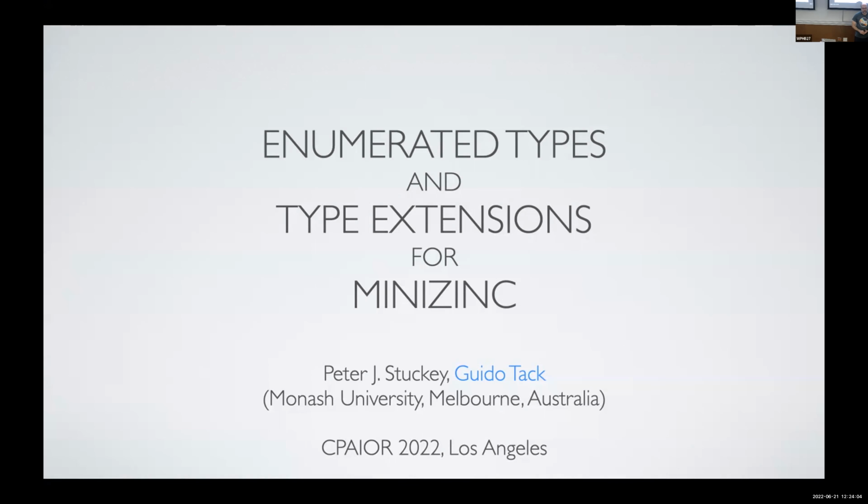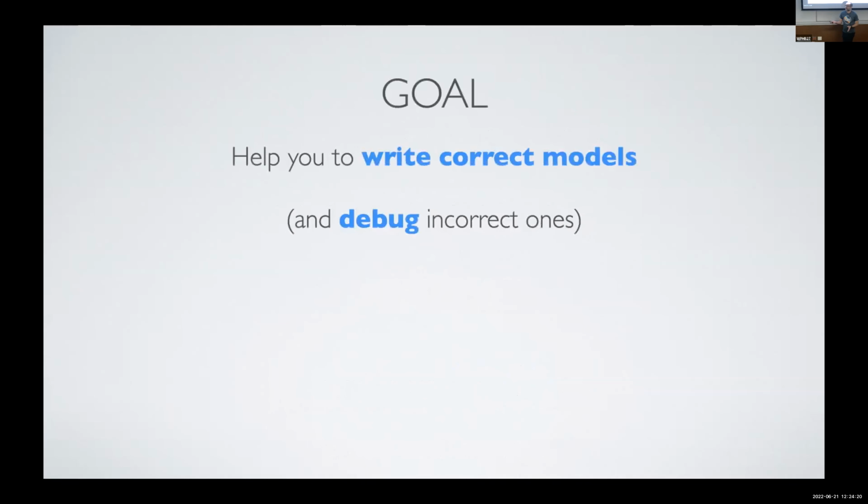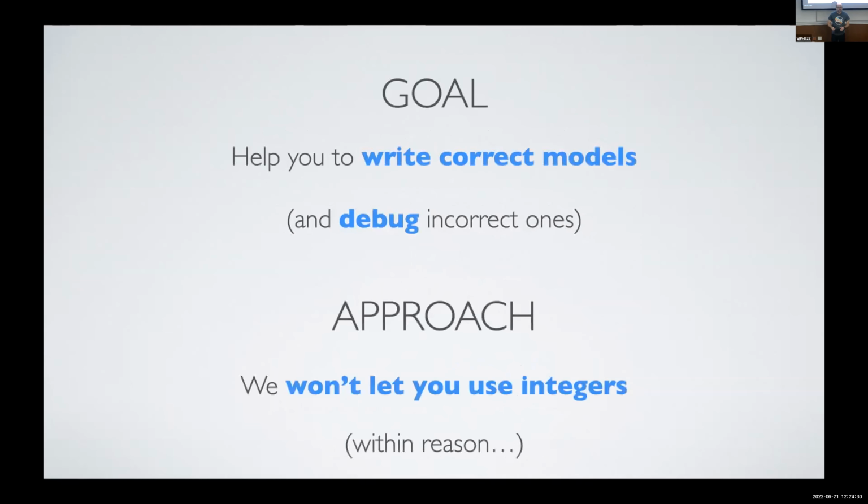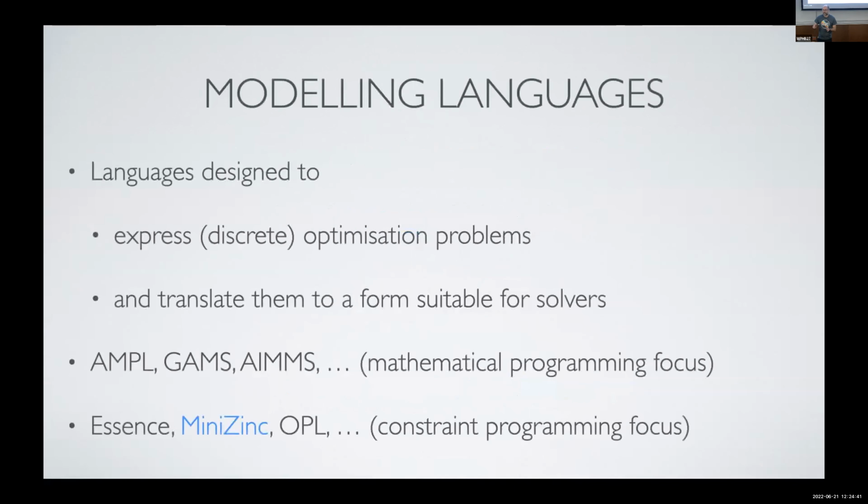This is not a very technical talk, and I'm not going to tell you how to make your problem solve faster or how to model problems that you didn't know how to model before. Actually, what I'm going to tell you is how not to model problems. The goal is to help you write correct models, or at least debug incorrect models. The approach is that we won't let you use integers. So don't model with integers, within reason. That's what I'm going to show you.